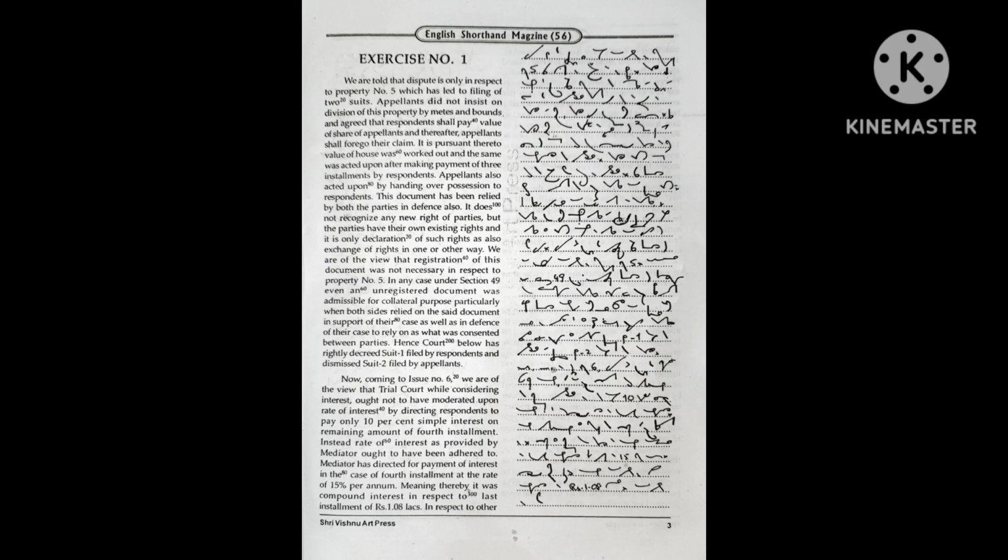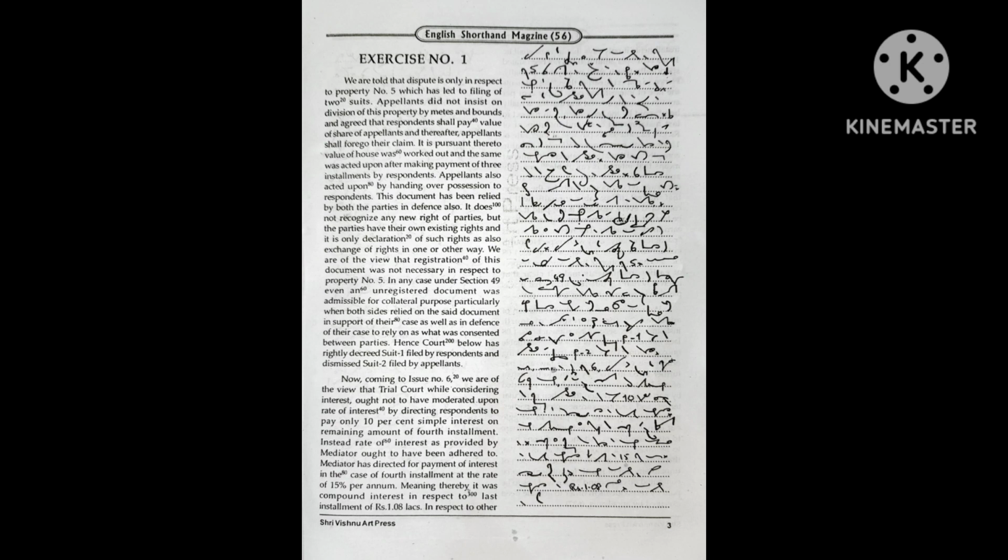In any case, under section 49, even an unregistered document was admissible for collateral purpose, particularly when both sides relied on the said document in support of their case as well as in defense of their case, to rely on what was consented between parties. Hence, the court below has rightly decreed suit number 1 filed by respondents and dismissed suit number 2 filed by appellants.